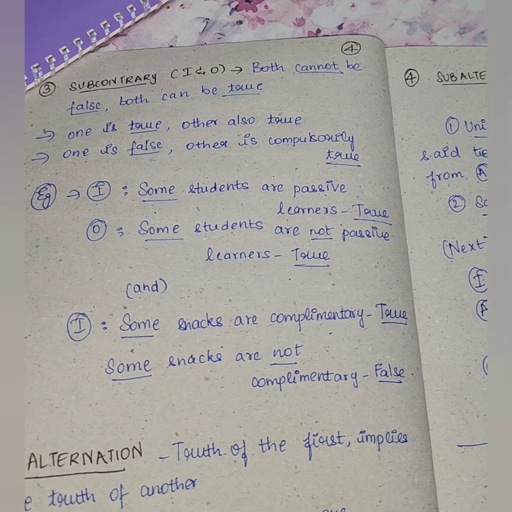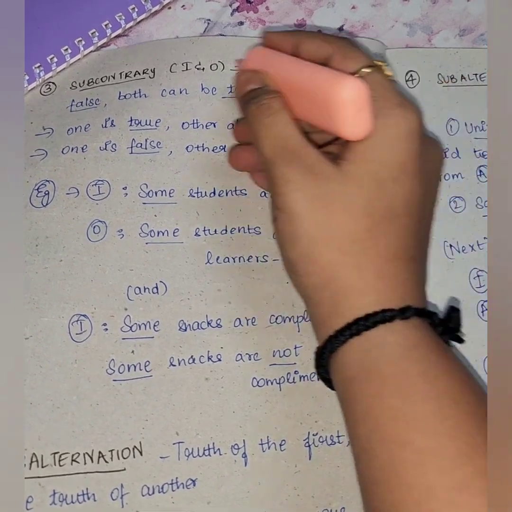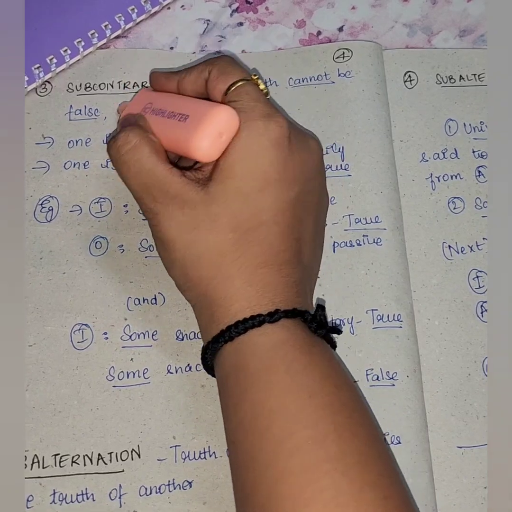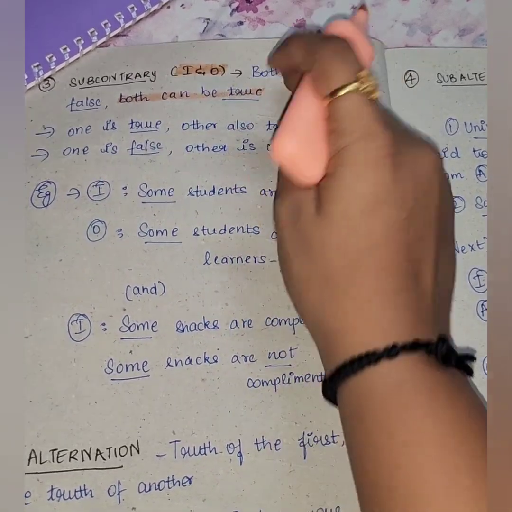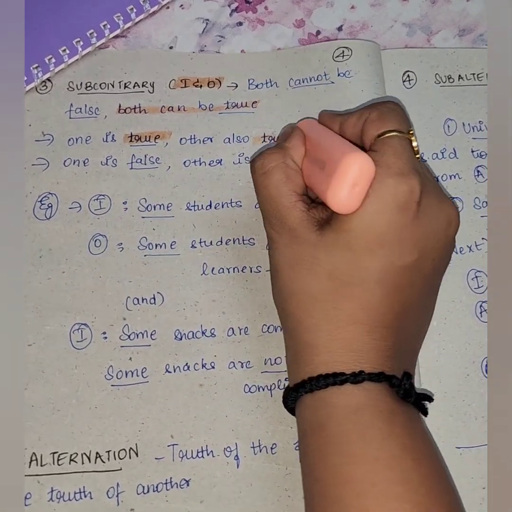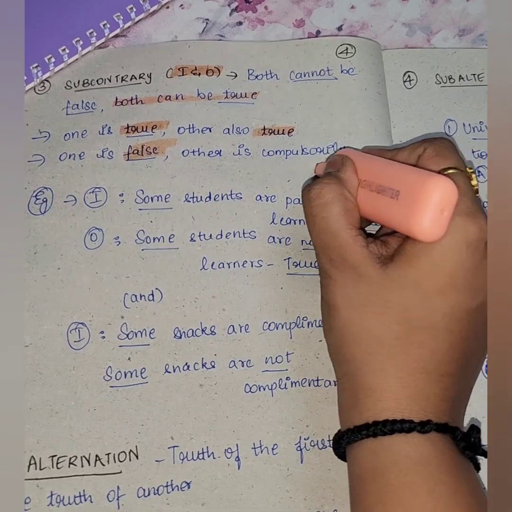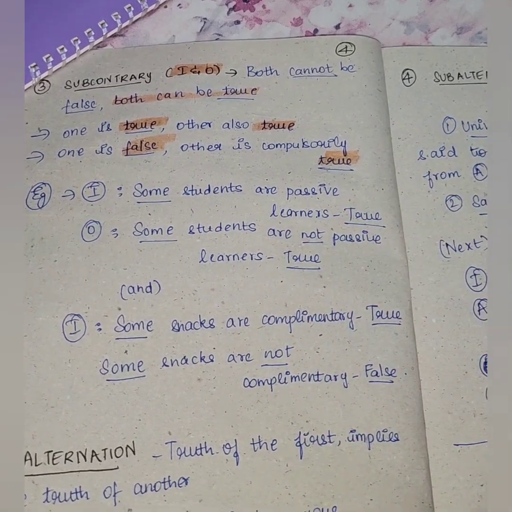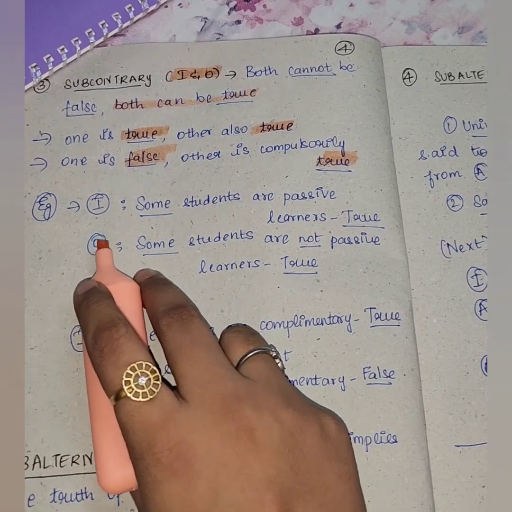Now moving on to subcontrary, the rule is both cannot be false but both can be true. Subcontrary is just two vowels, that is I and O. So one is true and the other one is also true, or one is false, the other one is compulsorily true. Either both can be true or one is false and one is true. Taking the examples again, I and O.